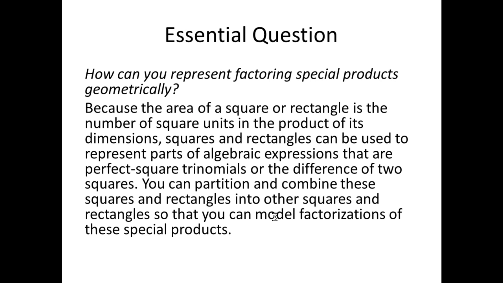So what we learned is how to represent factoring special products geometrically. Because the area of a square or rectangle is the number of square units in the product of its dimensions, squares and rectangles can be used to represent parts of algebraic expressions that are perfect square trinomials, or the difference of two squares. You can partition and combine these squares and rectangles into other squares and rectangles so that you can model factorization of these special products.